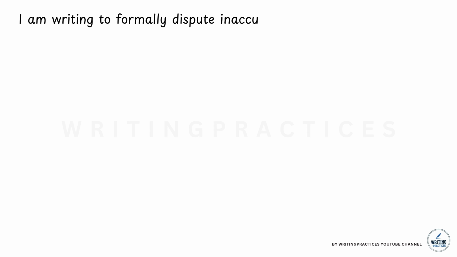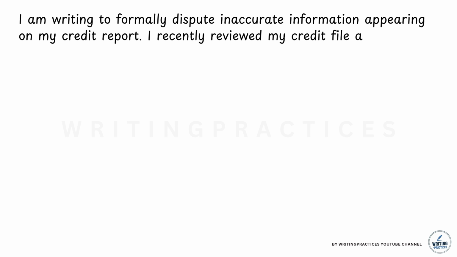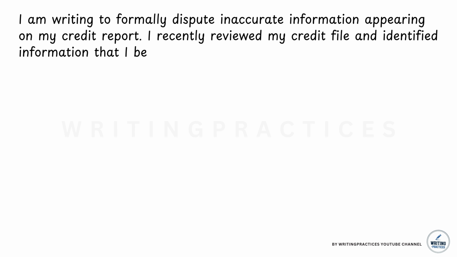Opening paragraph. In this paragraph, you formally explain why you are writing. For example, I am writing to formally dispute inaccurate information appearing on my credit report. I recently reviewed my credit file and identified information that I believe to be incorrect or incomplete. This clearly establishes the purpose of the dispute. Pro tip, stay professional and factual from the beginning.